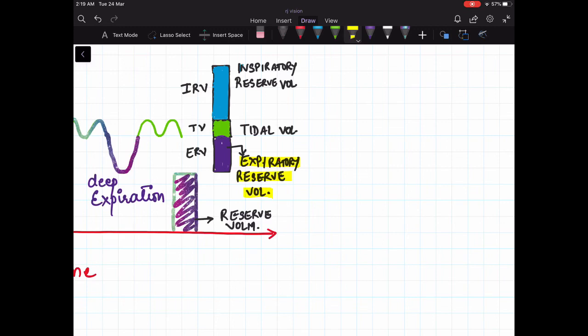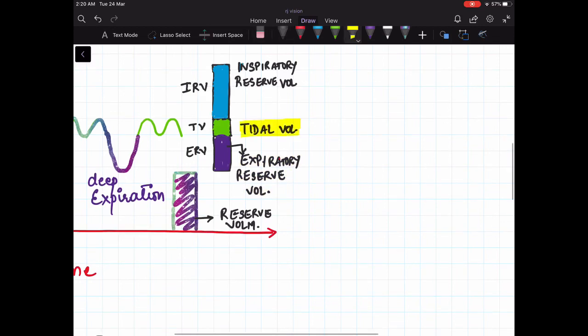So we have talked about 4 volumes. The first volume is the tidal volume. What is tidal volume? Tidal volume is the amount of air that is inspired or expired during normal or quiet breathing. And this turns out to be 500 ml.